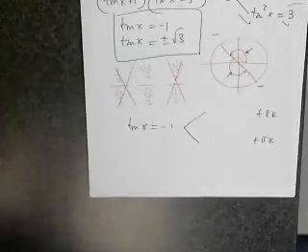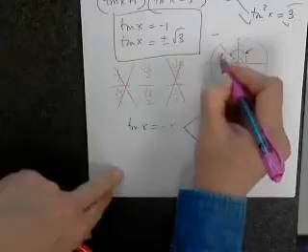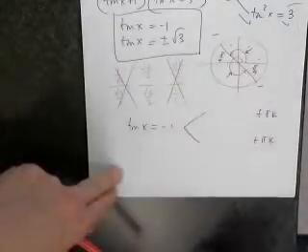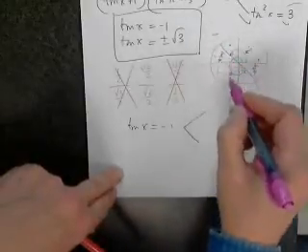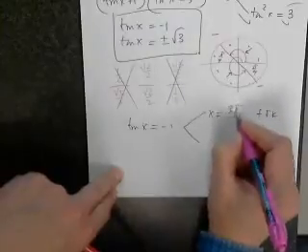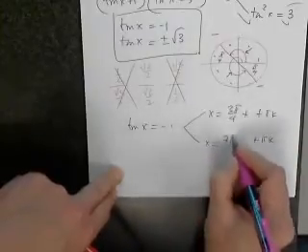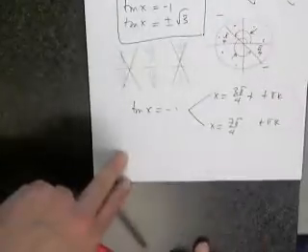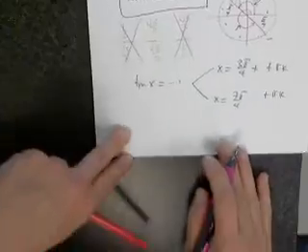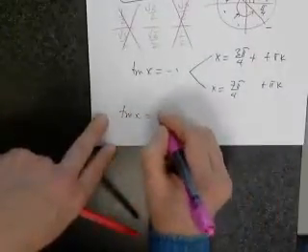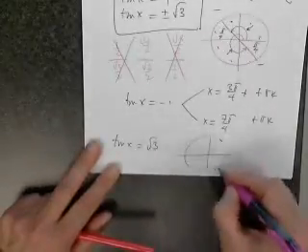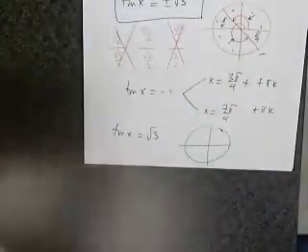So how do I count? I know the reference angle is pi over 4. 1, 2, 3. 1, 2, 3, 4, 5, 6, 7. Now I have these two. So tangent x equals the square root of 3. Where is tangent positive? Where sine and cosine have the same sign.